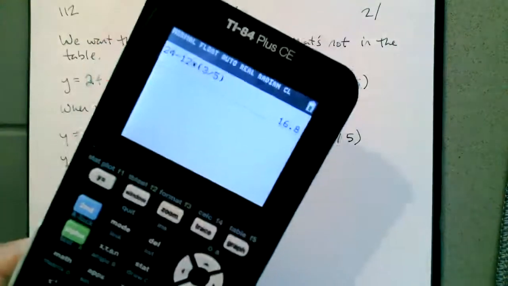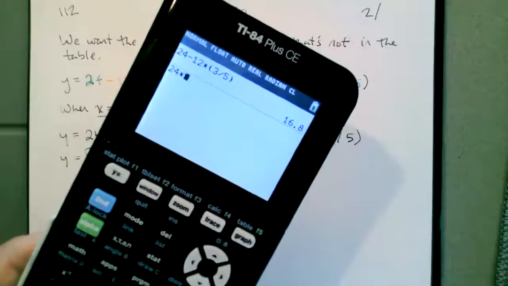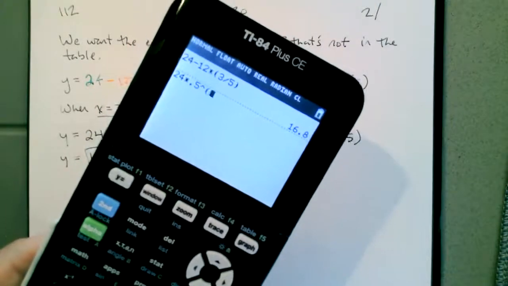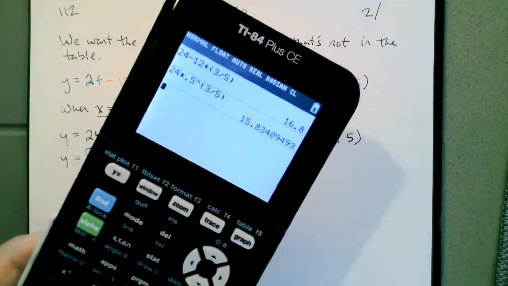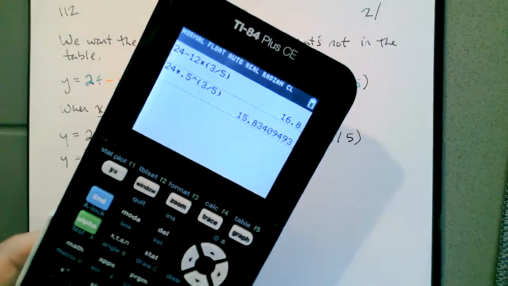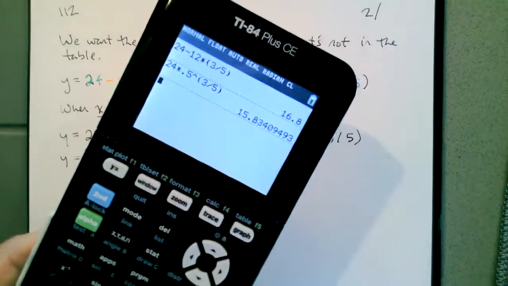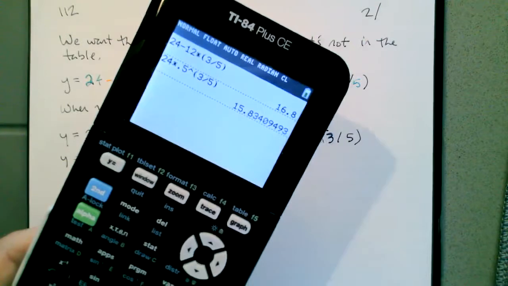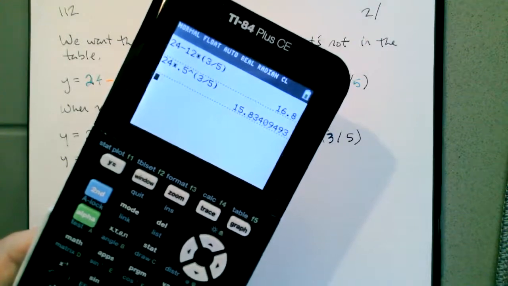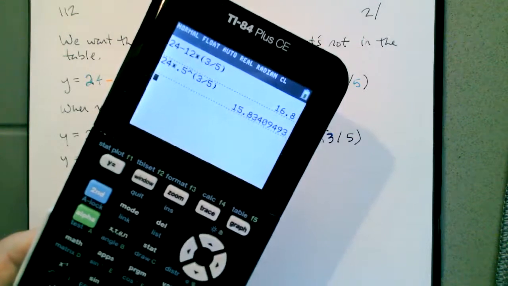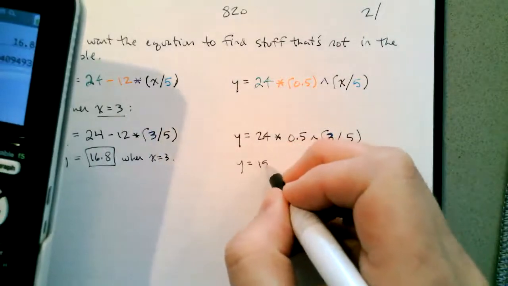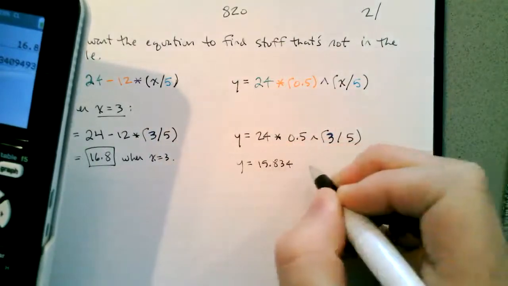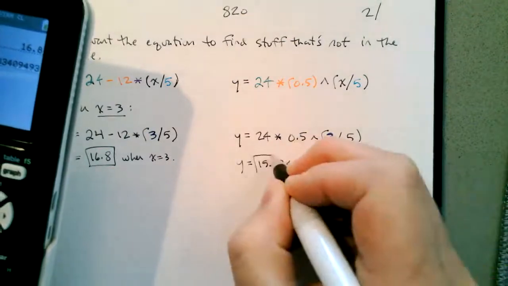But on the exponential function, I would say 24 times 0.5 to the 3 over 5. Let's round to the nearest tenth, so 15.8. I usually go for thousandth for random reasons. I just picked thousandths because it was kind of convenient usually, and you're not going to guess your way to the thousandth. So we'll say y equals 15.834 when x equals 3.